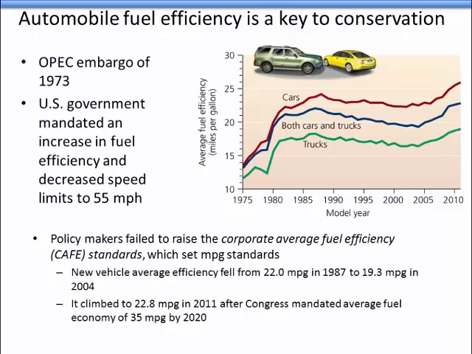the U.S. New vehicle average efficiency fell from 22 mpg in 1987 to 19.3 mpg in 2004. MPG standards climbed to 22.8 mpg in 2011 after Congress mandated average fuel economy of 35 mpg by 2020.